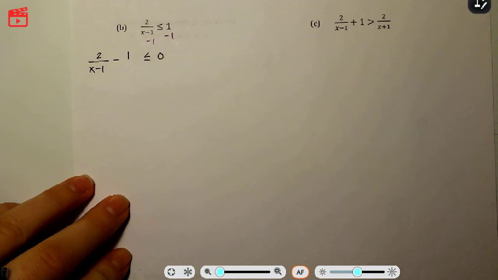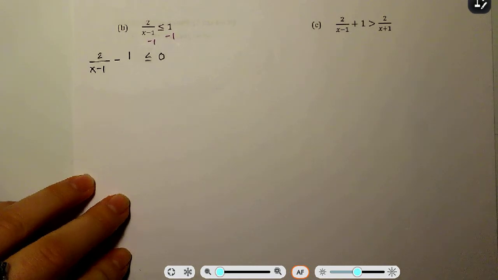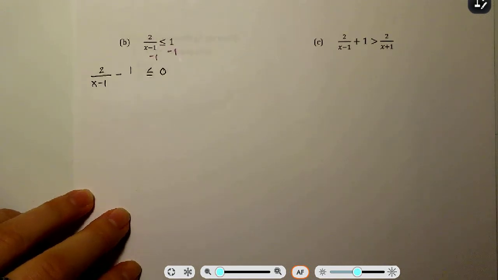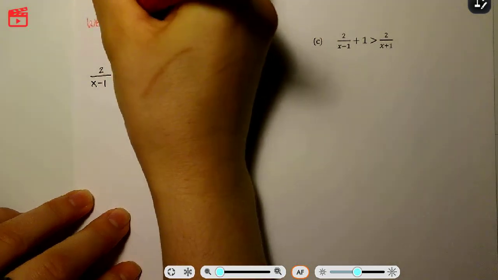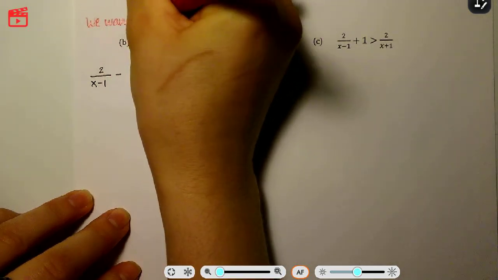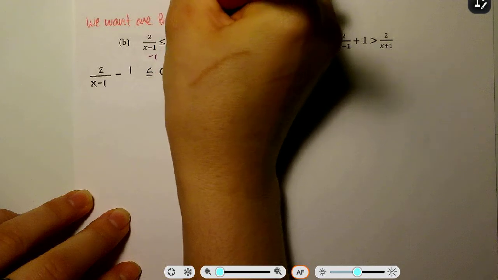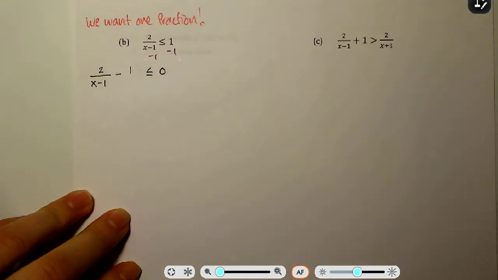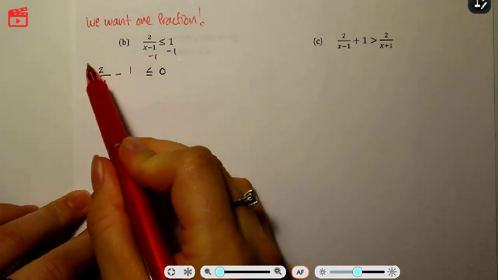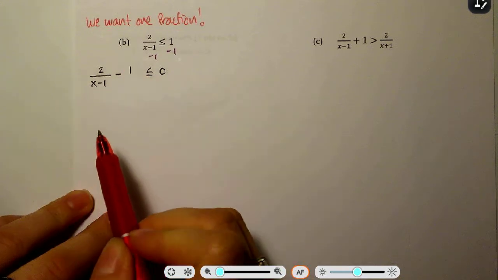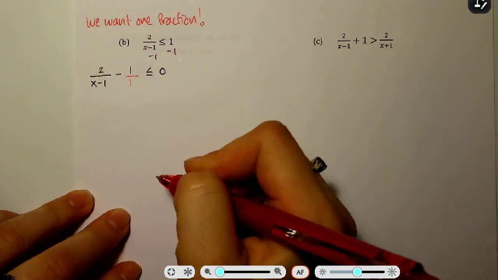Now, this is where it's interesting. I want this to be one fraction. So let me write that. We want one fraction. This, my friends, is not one fraction. So we're going to use the building up property to make this one fraction.